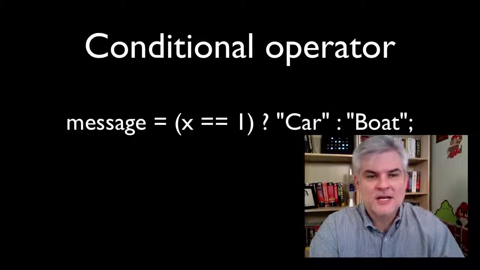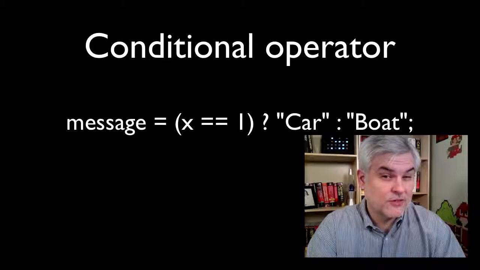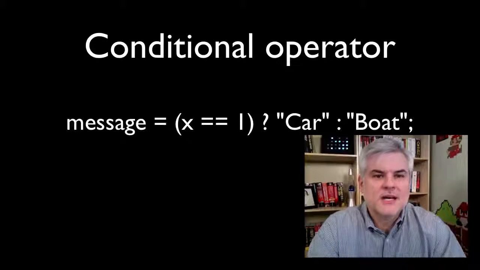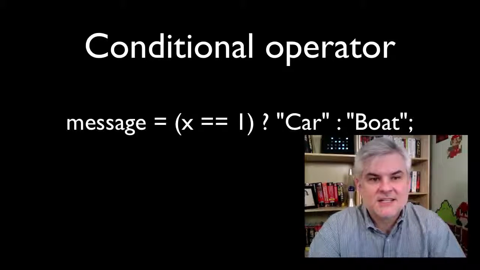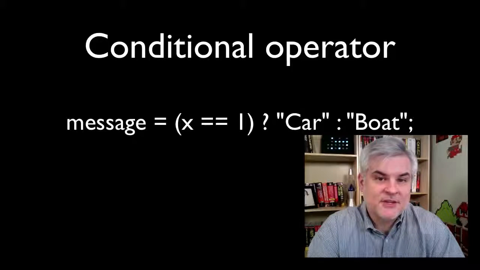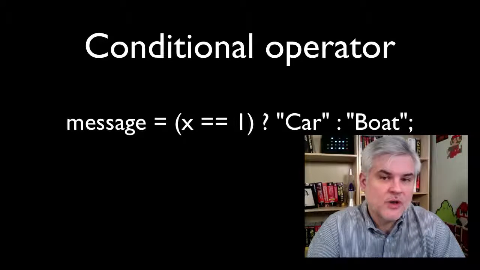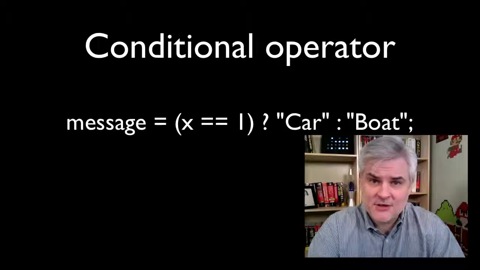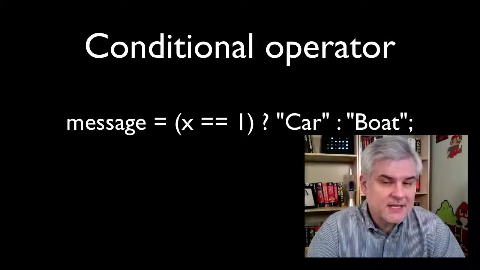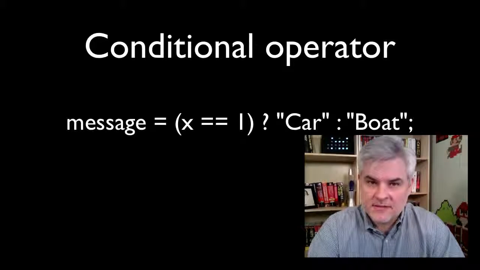Okay. And then there's this neat conditional operator. We'll come back to this later. This is kind of a shorthand for the if statement. Again, we'll come back to it later. You can set the message equal to either car or boat depending on the value of x. If it's equal to 1, then set it to car. If it's not equal to 1, then set it to boat. Again, great shorthand notation, eliminates a lot of keystrokes. A little cryptic, but definitely used all the time in C# code.